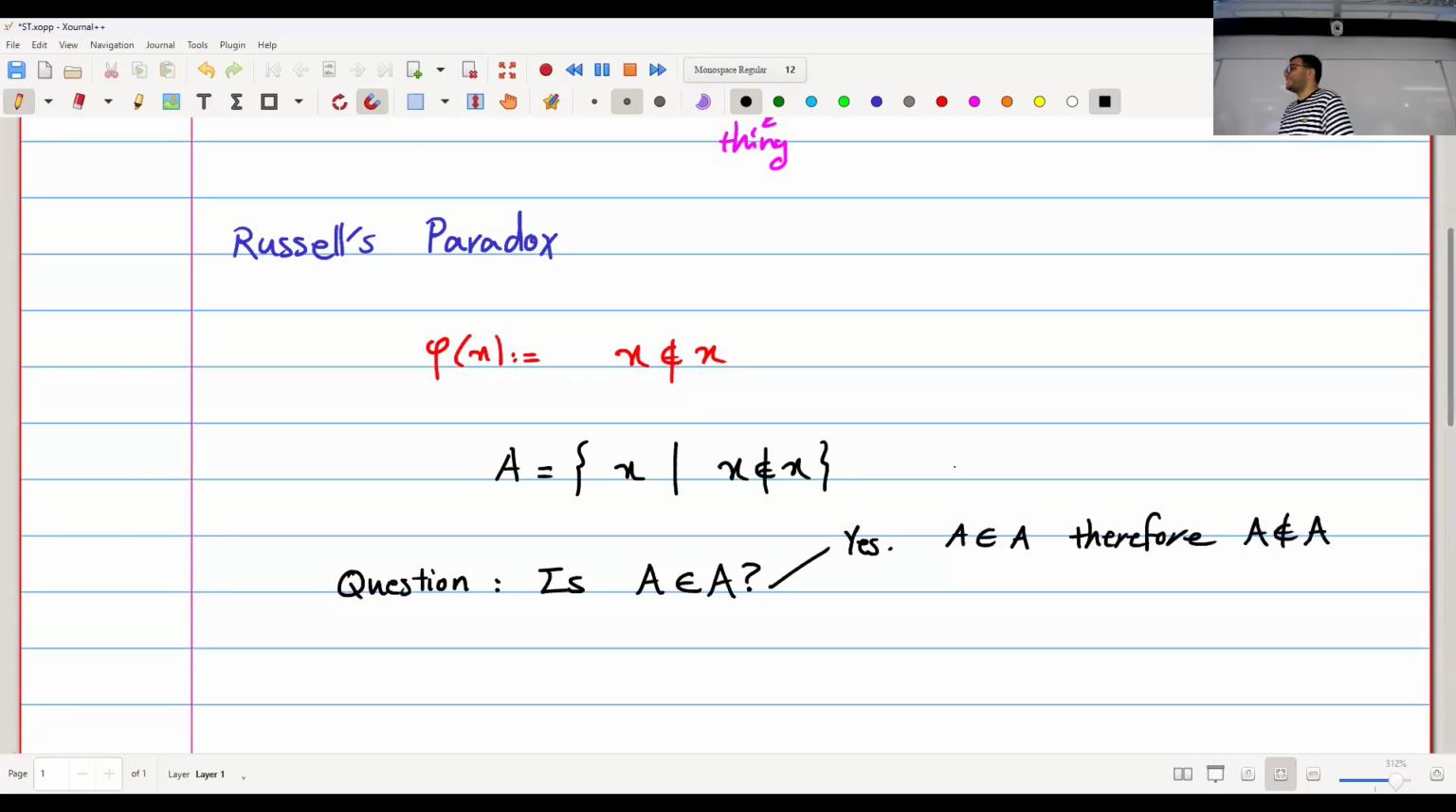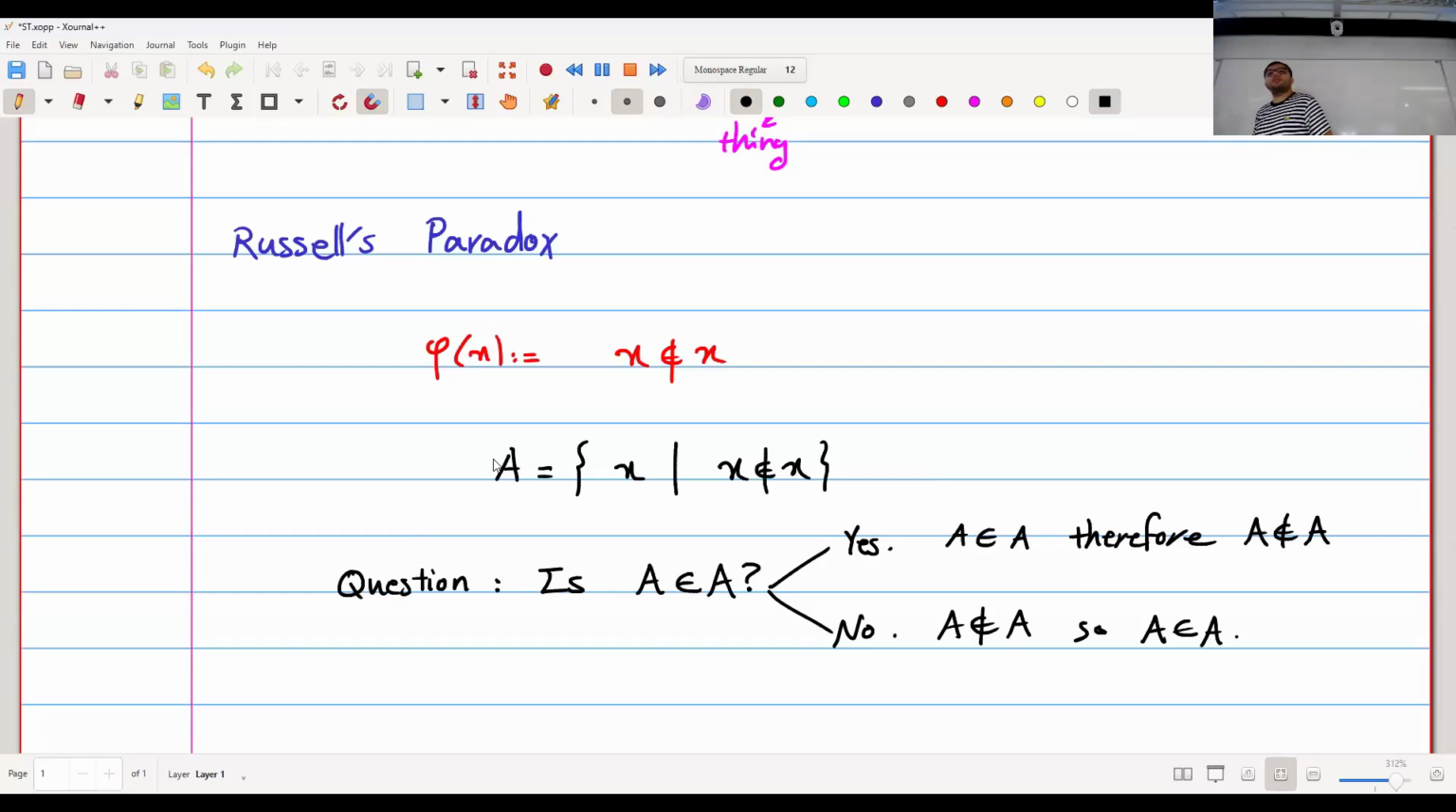Right? And that's definitely a paradox. But the same thing happens if I answer no. So if I say no, what do I mean? I mean, well, A is not in A. But A is supposed to be the set of all things that are not in themselves. So if A is not in A, it should be in A. And this is also a paradox. So you have no way around this. Basically, the problem we have is that we have to somehow say this set A does not exist.